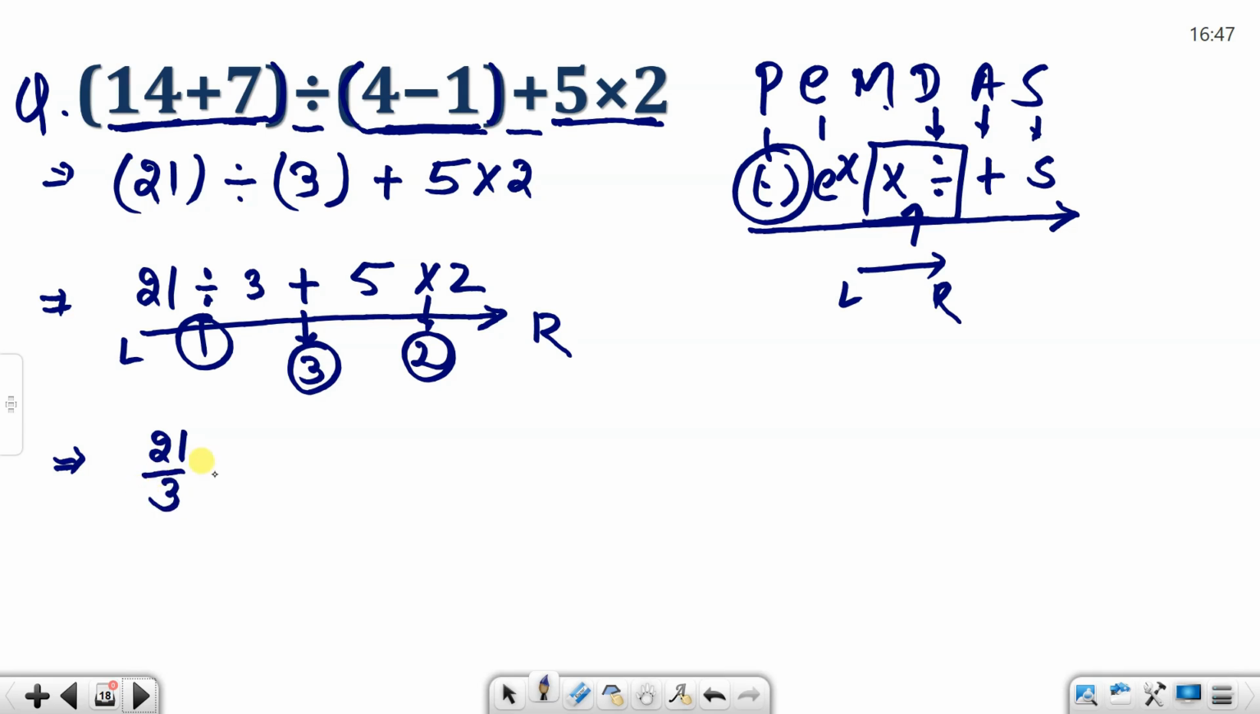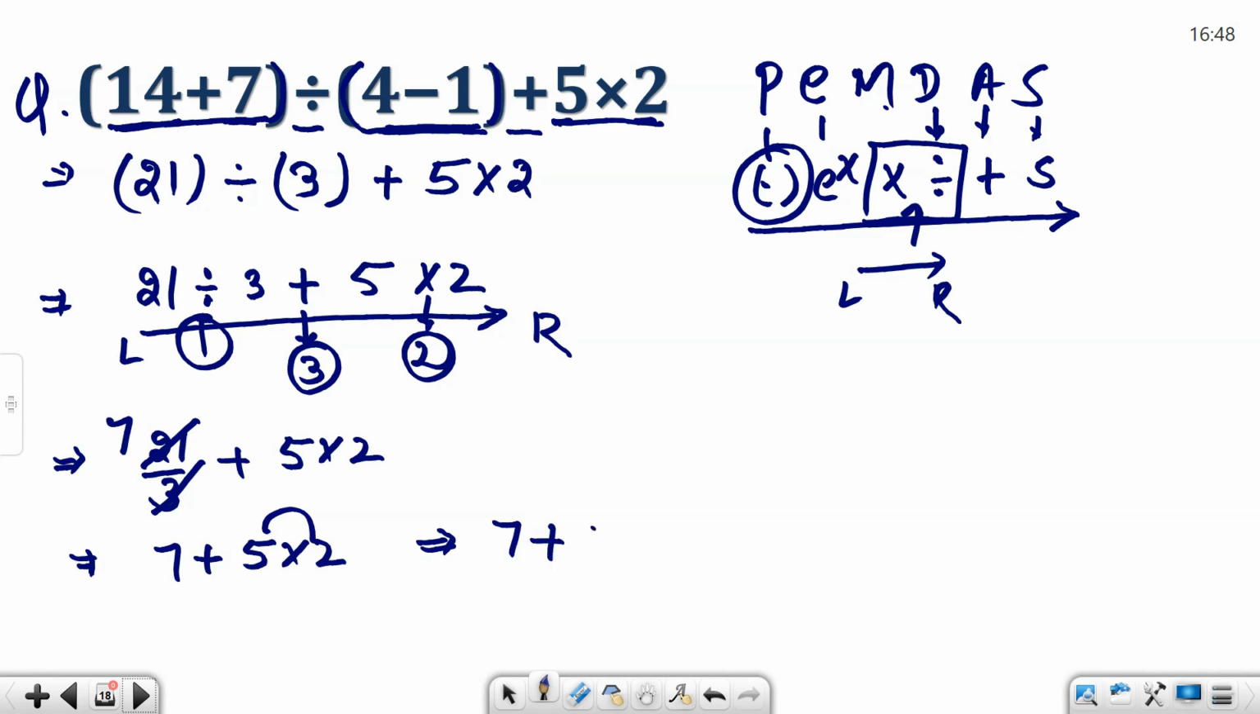21 divided by 3 plus 5 times 2. 21 divided by 3 is 7. Now, 7 plus 5 times 2. Now let's solve further. 5 times 2 is 10. 7 plus 10 is 17. This is the right answer.